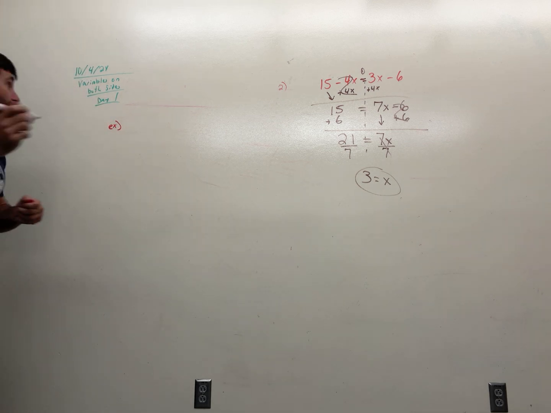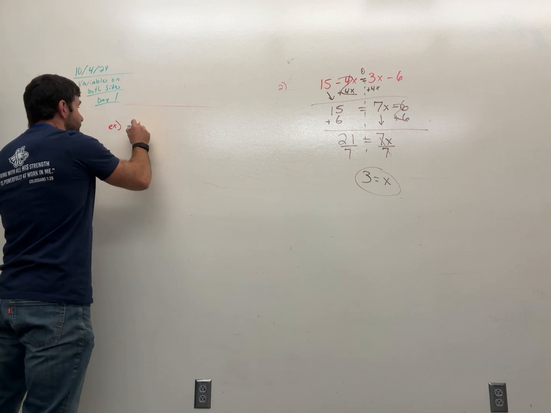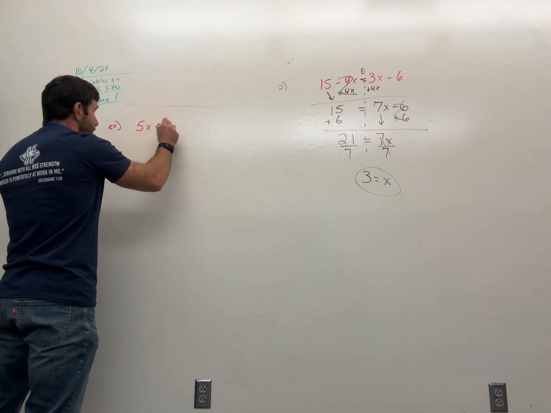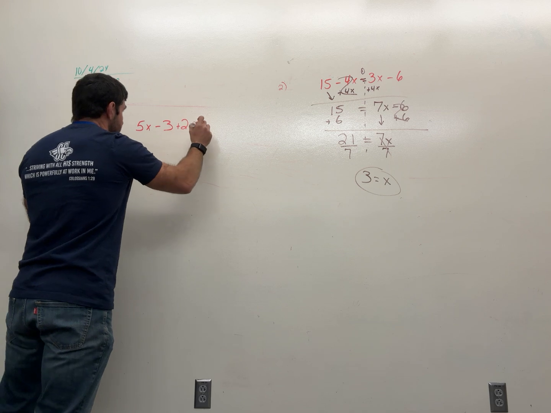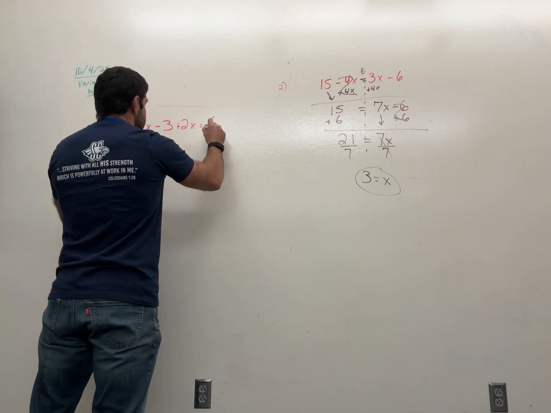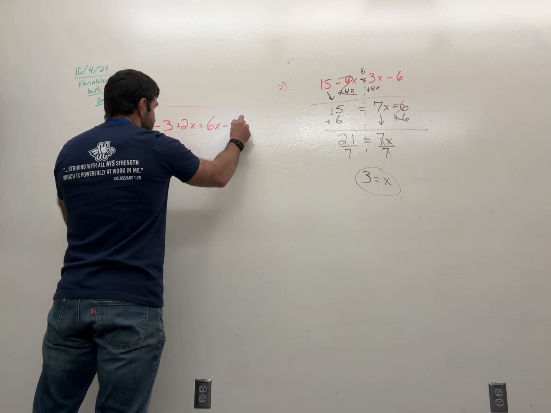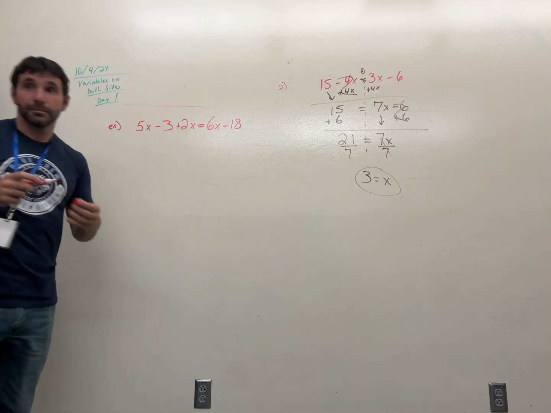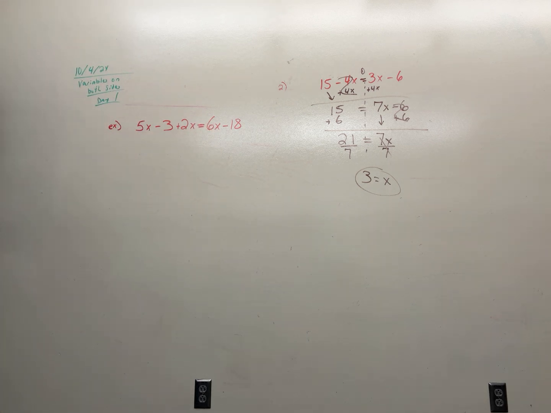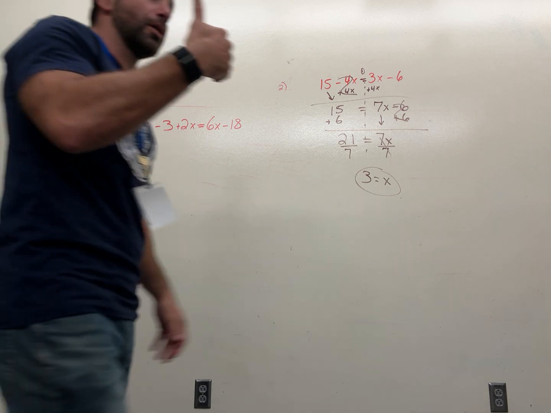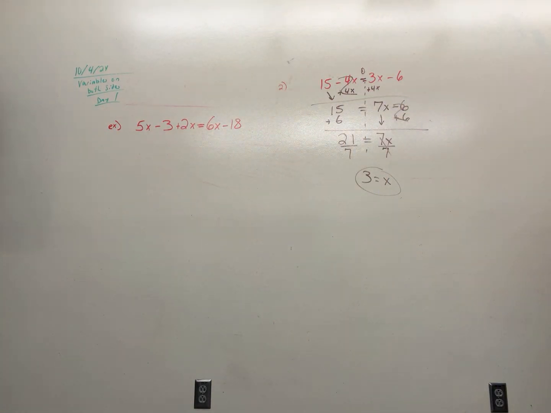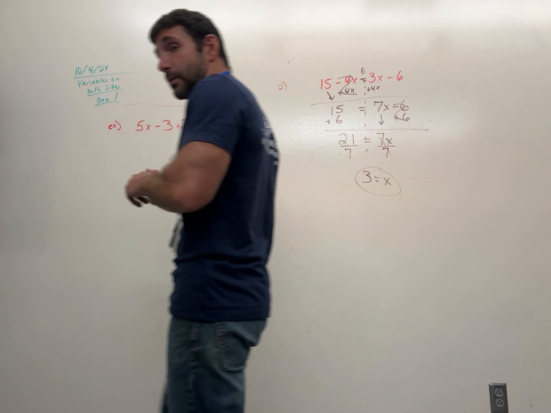Here we go. So 5x minus 3 plus 2x equals 6x minus 18. This is now adding one extra step. We're not making it overly difficult yet, but we are upping the intensity a little bit. We need to have this copied down so that you can follow along.